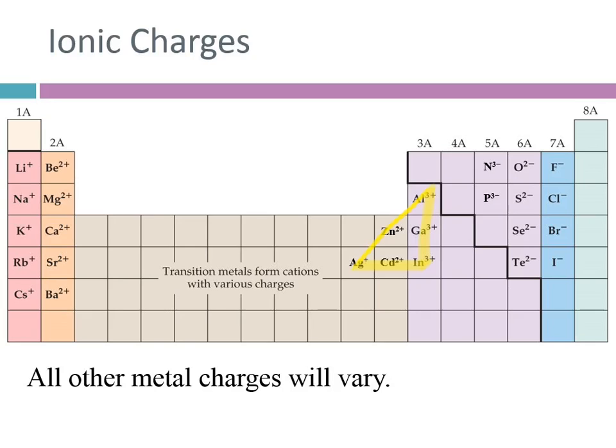So if the metal that you're naming is one of these guys that's shown on this table, you don't use a Roman numeral. If it's not one of these, you do.